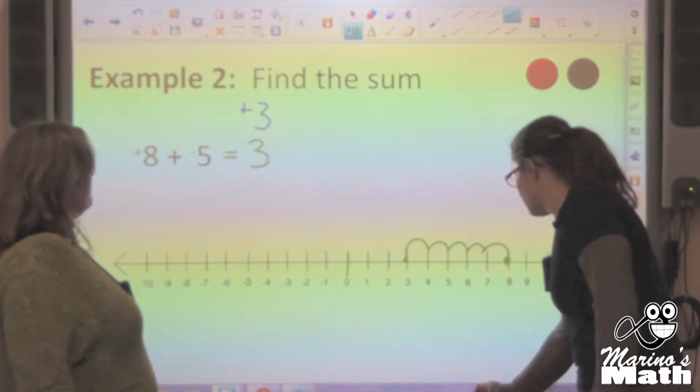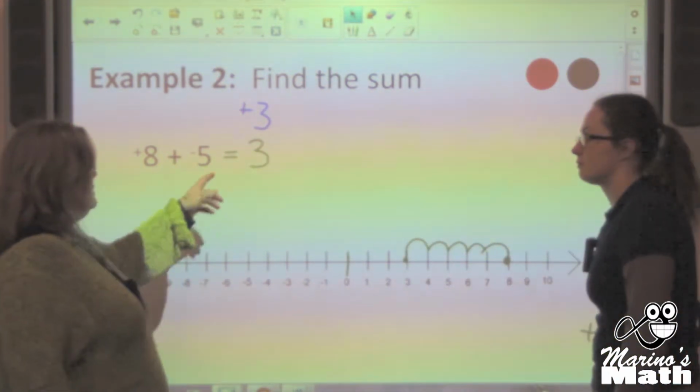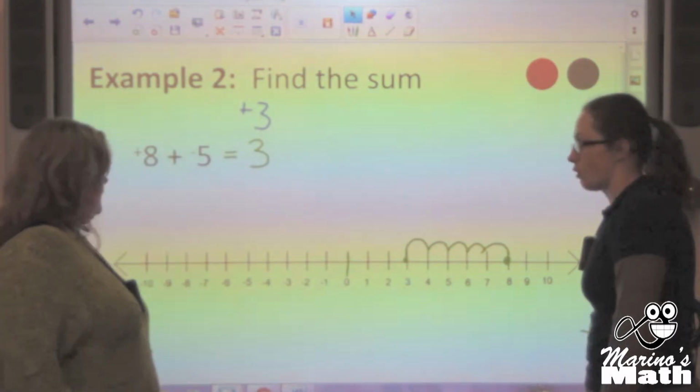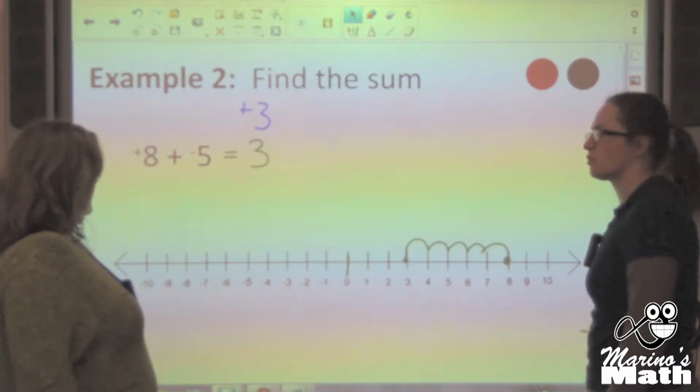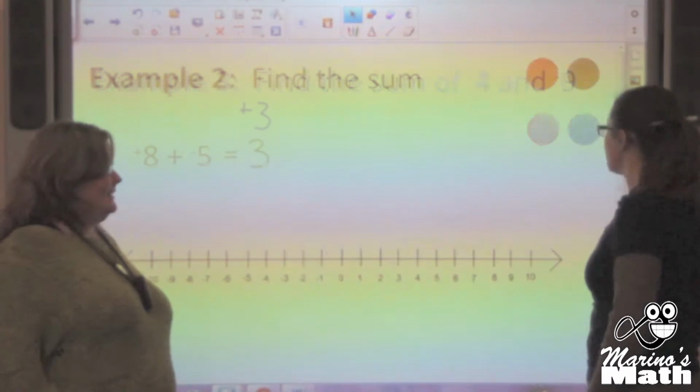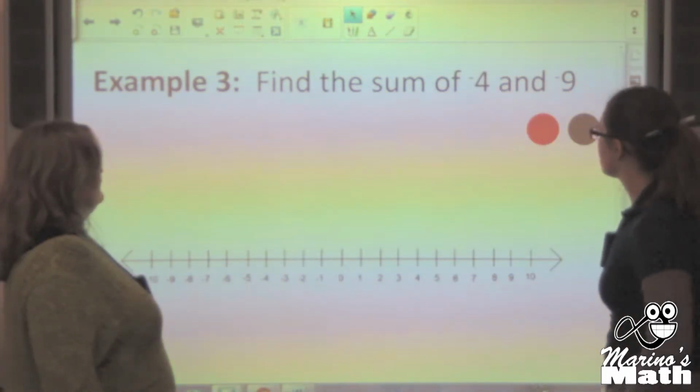I can write that as 3 or +3. Either one would be acceptable, because if you see a number without a sign, you assume it's positive. It's always going to be positive. This seems really easy. All right, let's jump into the third.